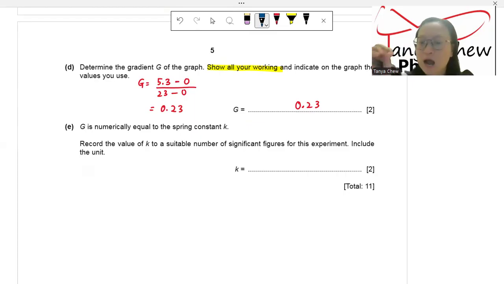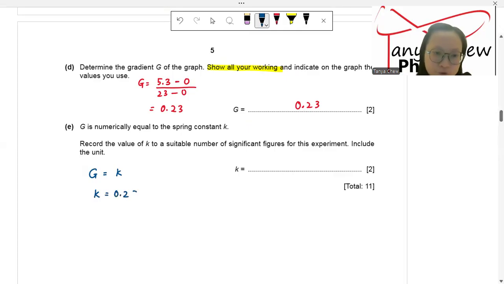So I will teach you how to get the exact unit. Some students couldn't remember what is the unit of spring constant. Don't worry about that. I'm going to show you. Now, I have to show that G is equal to K. That is why the K value is equal to 0.23.